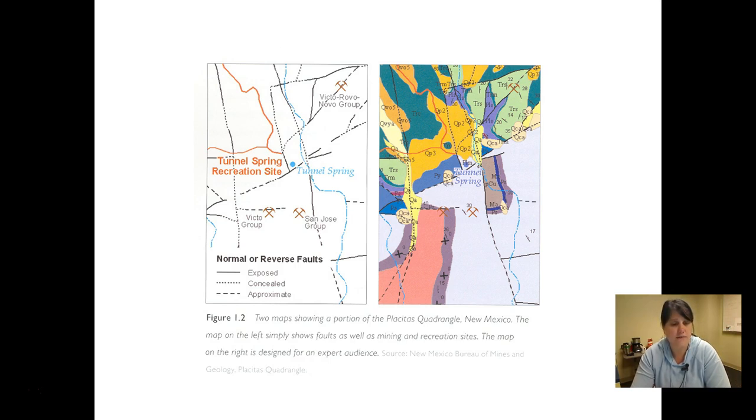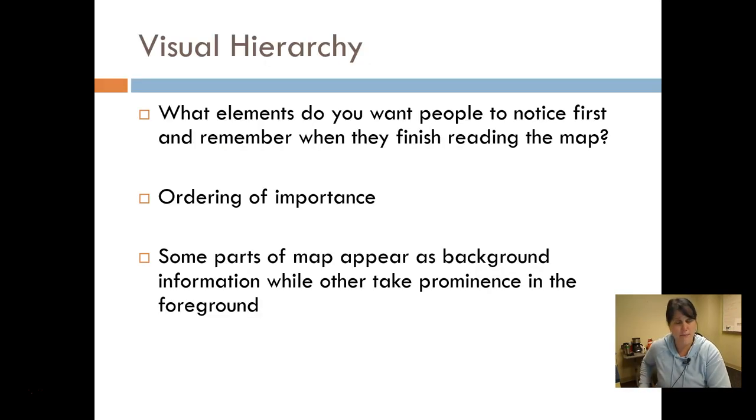looking at the geology of a particular quadrangle in New Mexico. The one on the left is really meant for an audience that doesn't necessarily know a lot about faults and so forth. And then this one tells you a little bit more about the geology. That's really meant for an expert audience. So again, knowing your audience will help you pick what data needs to be available on a map.